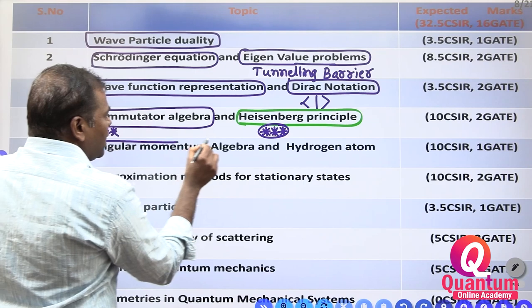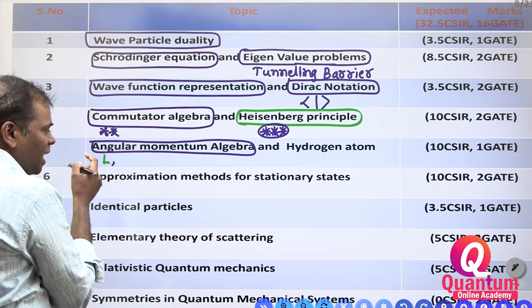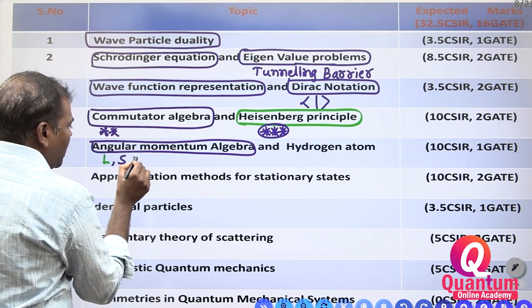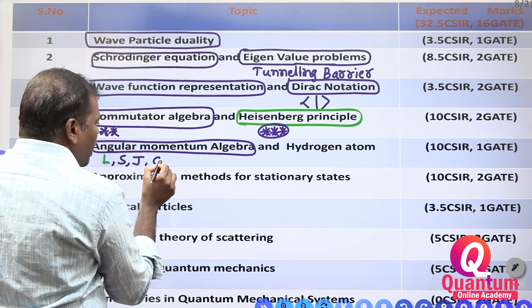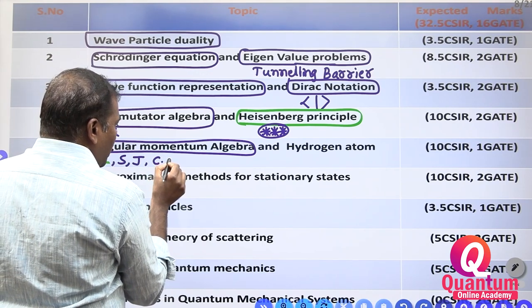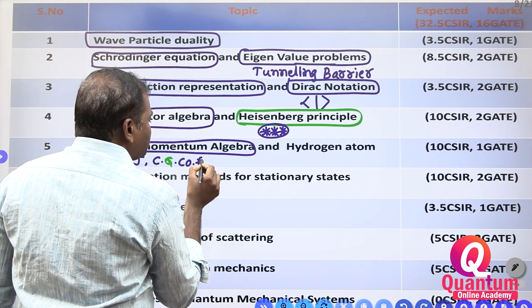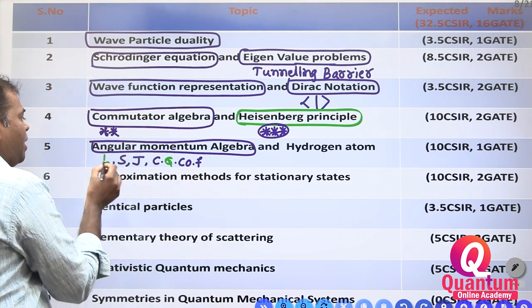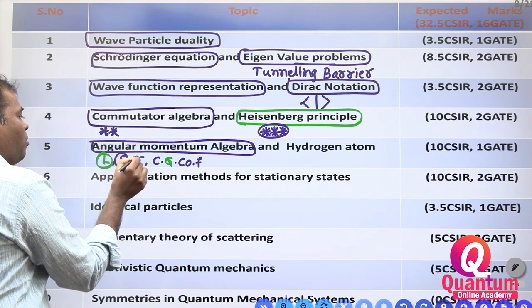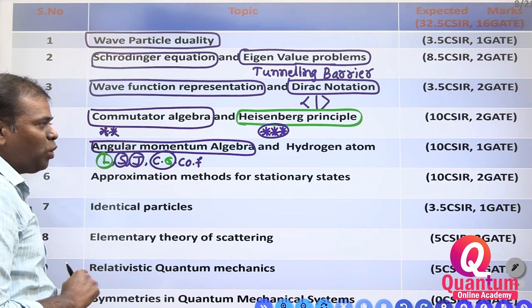Angular momentum: 3 angular momentums are there. Orbital angular momentum, spin angular momentum, addition of angular momentum, and Clebsch-Gordan coefficients. Clebsch-Gordan coefficients are also very, very important. So this is very, very important: the 3 angular momenta, the addition of angular momenta, and the Clebsch-Gordan coefficients.